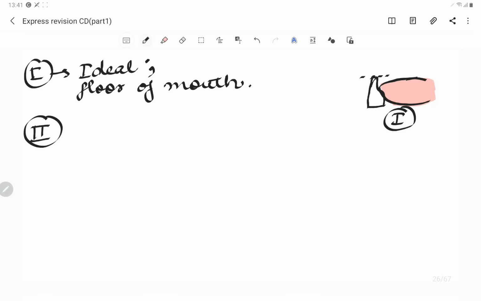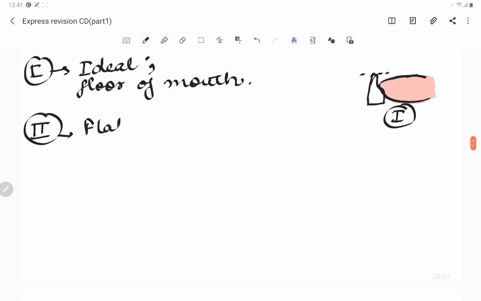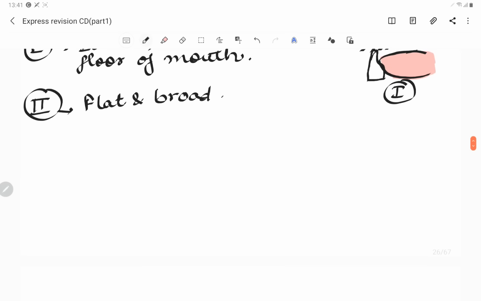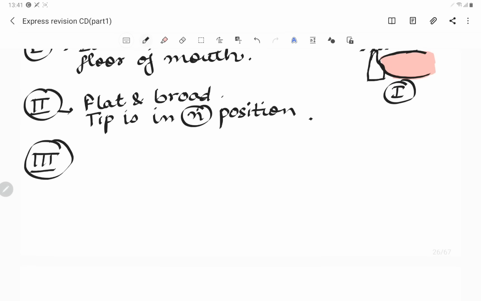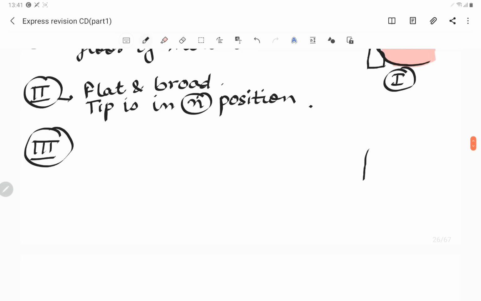Coming to class 2. Class 2 is when the tongue is flat and broad, but the tip is in normal position. So, the positioning of the tongue is still normal. Coming to class 3 of the Wright classification based on the tongue position. What happens in class 3? This is the lower anterior, suppose. Class 3 is when the tip of the tongue is curled upwards.